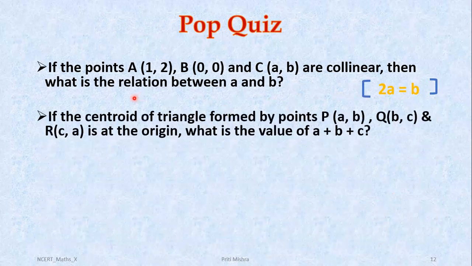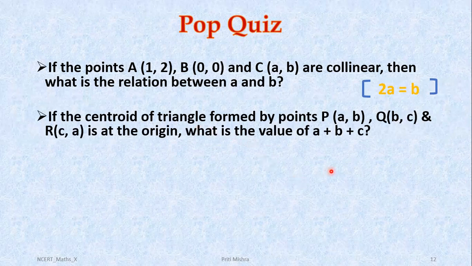Let's have another question. If the centroid of the triangle formed by points P(a, b), Q(b, c) and R(c, a) is at the origin, what is the value of a plus b plus c? So you have to use the centroid of a triangle here, right? I hope you can solve it. So now I'm going to tell you the answer. The answer will be 0. The value of a plus b plus c will be 0. Just use the formula of the centroid of a triangle.